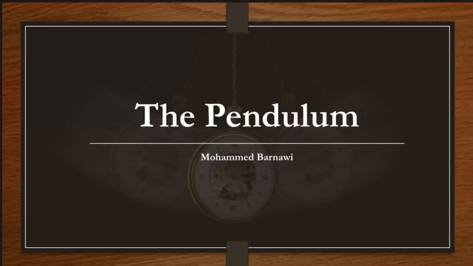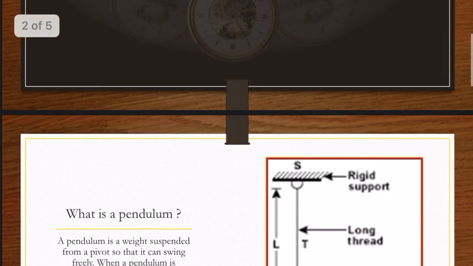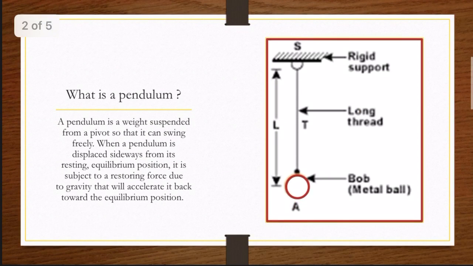Mohammed Barnawi from grade 8A, and today I'm going to talk about the pendulum. What is a pendulum? A pendulum is a weight suspended from a pivot so that it can swing freely.